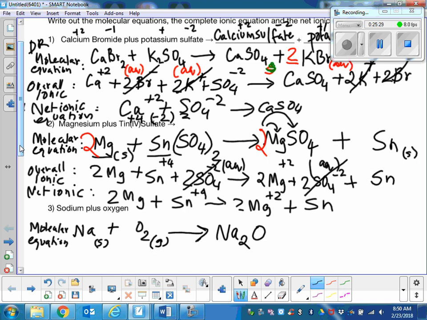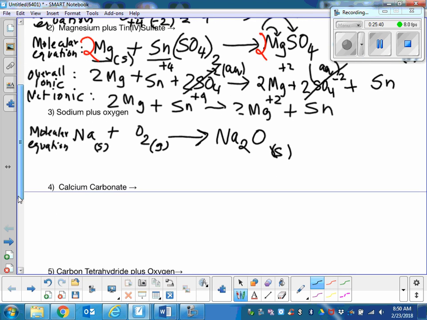So it's going to be a solid. Can I break anything apart into ions in a synthesis reaction? Is anything aqueous? So the molecular equation is going to remain the same as your net ionic equation. Does that make sense? Nothing is going to change. All right, let's balance that.